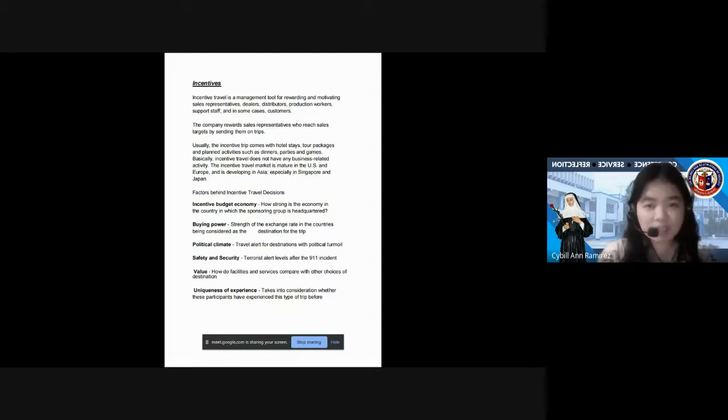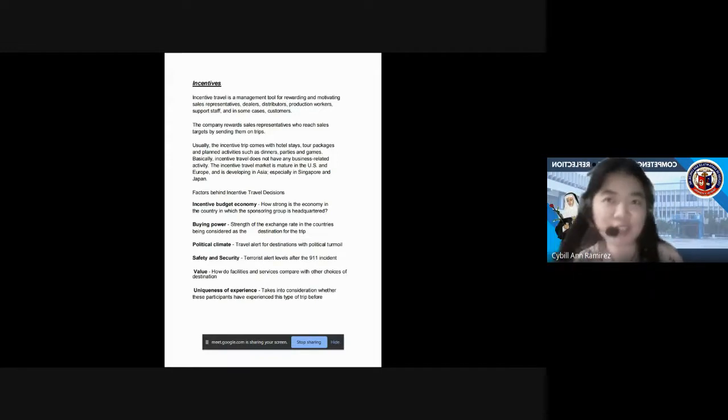So usually, ang incentive trip, no, it comes with hotel stays. So paid na yung hotel room, tour packages, and planned activities such as dinners, parties, and games. So the company actually organizes like an itinerary for you. So ikaw mag-relax lang, no? Mudalo na lang siguro is pocket money na lang para balon-balon kay kumupalit kag mga souvenirs and all. Because you're doing so well in the company, you'll be given like pocket money as well, no? So you can buy other things, no?